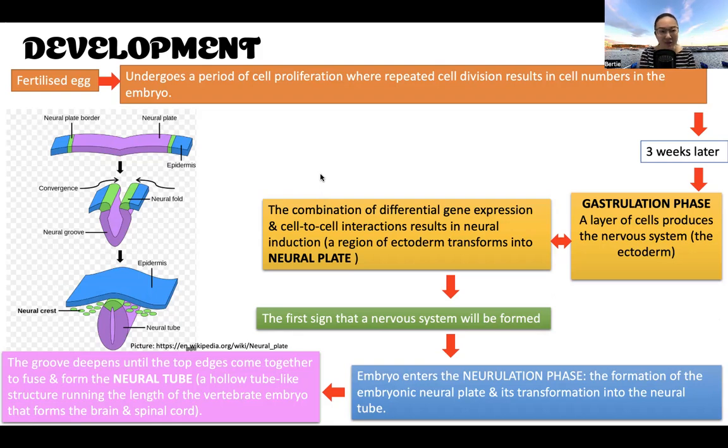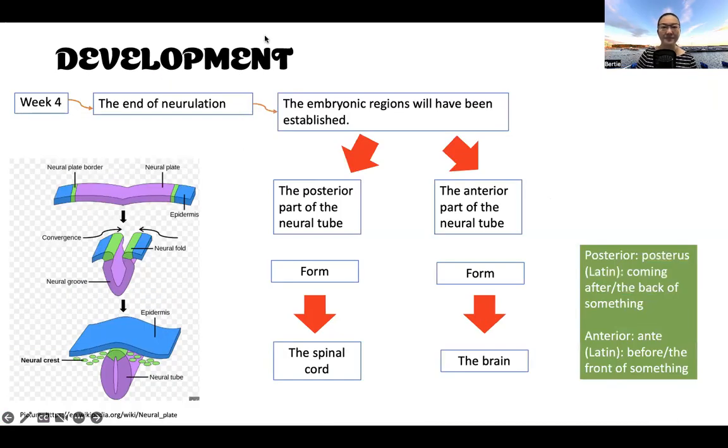As you can see here in the picture, there is a neural plate on the top, a neural plate border. Then you can see that there is a neural groove there. The neural groove deepens until the top edges come together to fuse and form the neural tube. You can see the neural tube in the bottom part of the picture. Week 4 is the end of neurulation.